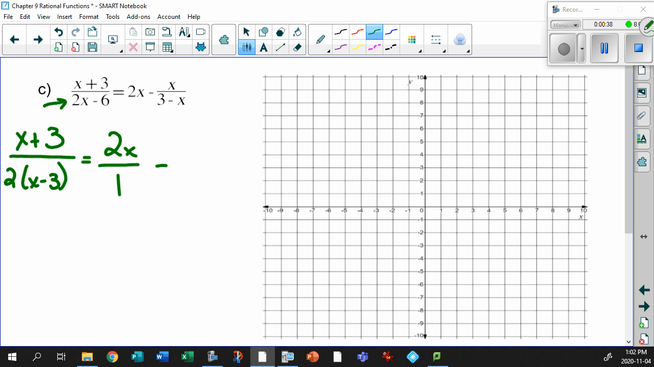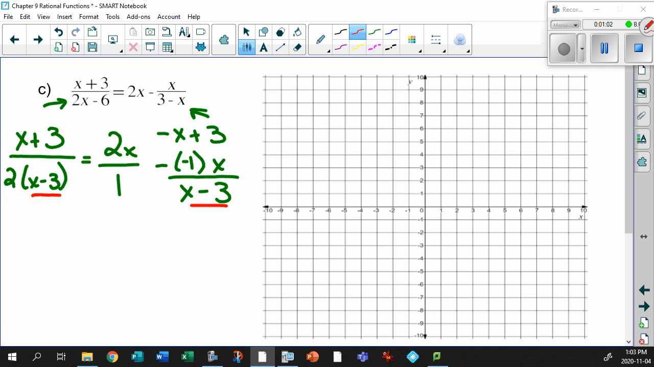Now, check this out. Look at this guy right here. I don't like the fact that it's a minus x. So I'm going to make it a minus x plus 3, and I'm going to factor out a negative 1. If I factor out a negative 1, this now becomes x minus 3. Just flip the signs. And look at that. Why did I do that? It's because this guy and this guy now are the same.